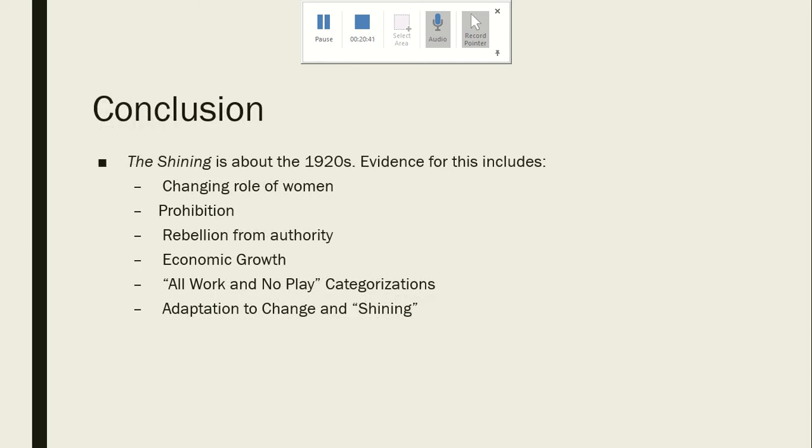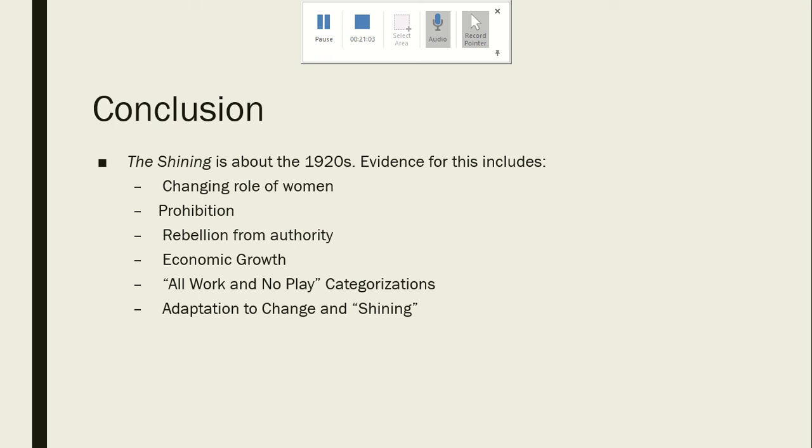Overall, The Shining is clearly about the 1920s. There were many parallels, like I said, you can see in the pictures and many of the ideas with the changing role of women and gaining equality with Wendy and Danny leaving, and then the women of the 1920s fighting for the right to vote and the right to be seen as independent and equal.